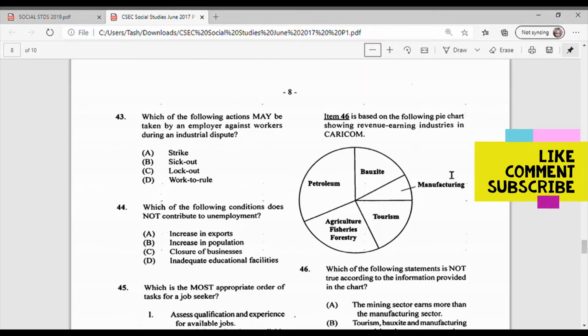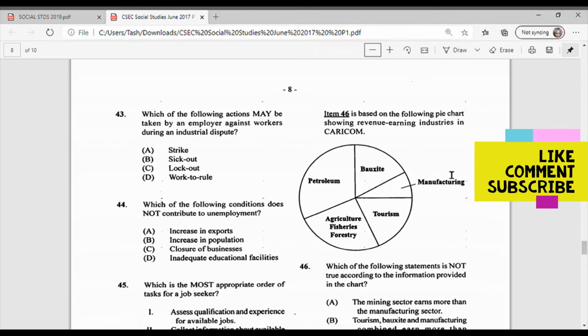Number 44, which of the following conditions does not contribute to unemployment? Increase in exports, that is the goods that you're actually sending elsewhere to other countries. Increase in population, closure of businesses, or inadequate educational facilities. So your answer for number 44 would have been letter A. That is the condition that does not contribute to unemployment, increase in export.